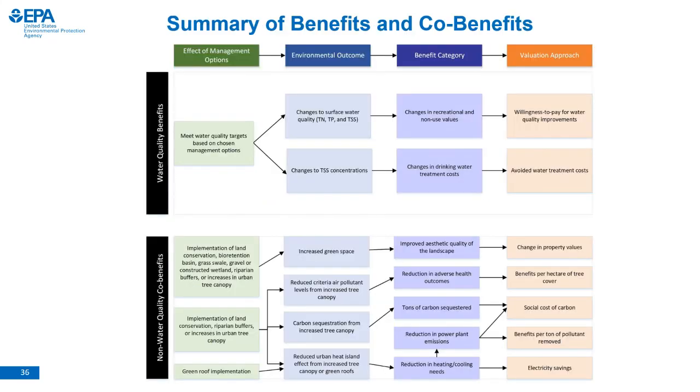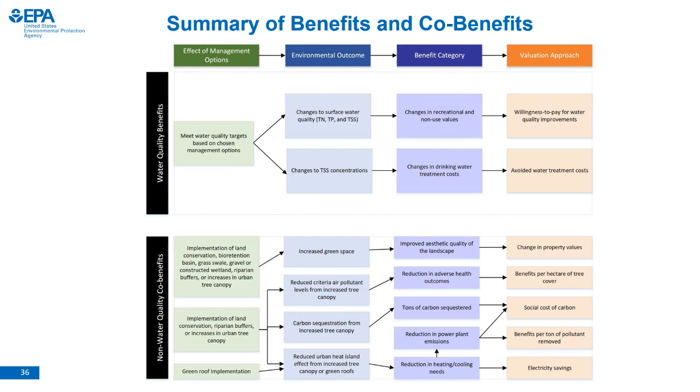So in this figure, the water quality benefits are summarized in the top portion of the figure, and the non-water quality co-benefits are summarized in the bottom portion of the figure. So various management options can be used to meet water quality targets. The changes in nitrogen, phosphorus, and suspended sediment result in changes to recreational and non-use values, which can be quantified using a willingness to pay approach for water quality improvements.